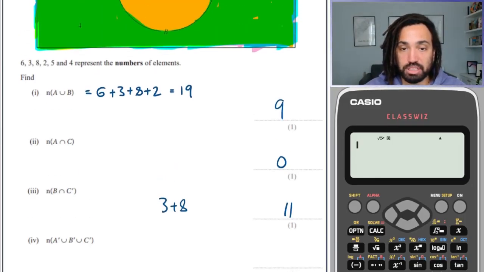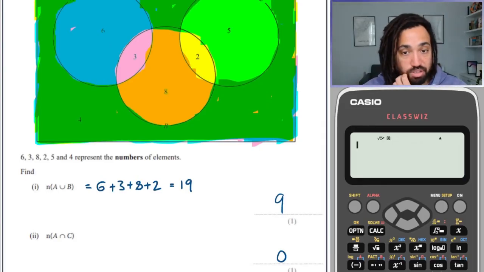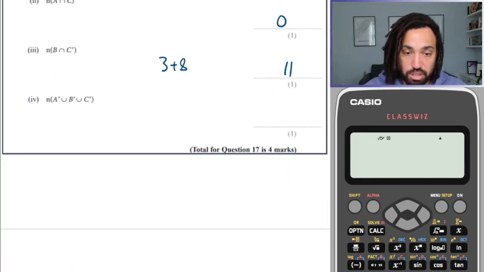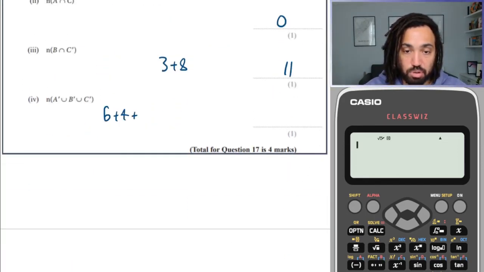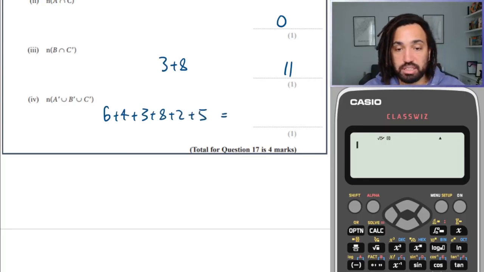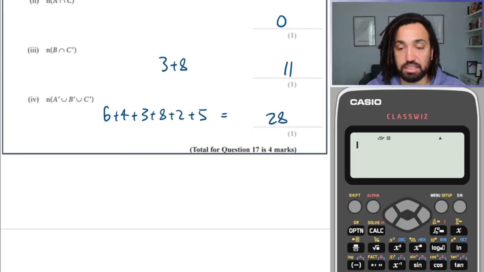So we need to add up all these numbers, basically. So we've got 6 plus 3 plus 8 plus 4 plus 2 plus 5. So 6 plus 4 plus 3 plus 8 plus 2 plus 5. And this is going to give us 21 plus 7 is 28.